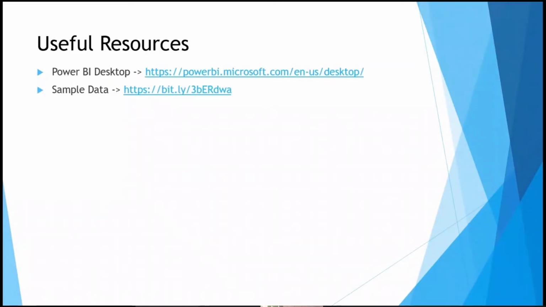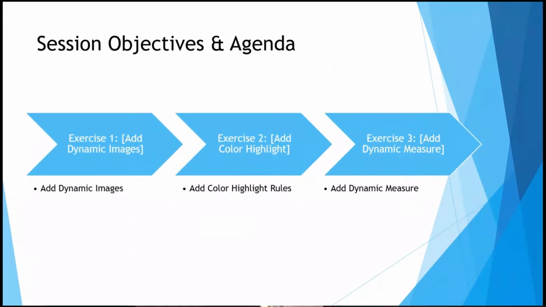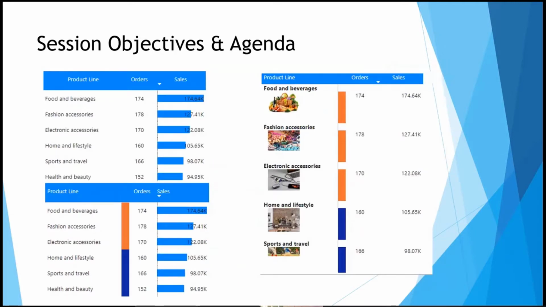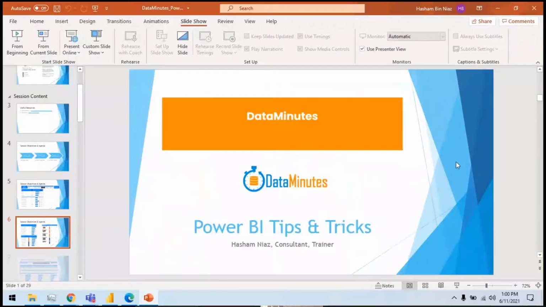So let's quickly look into what we are going to do in today's 10 minutes. Actually 9 minutes. We will have three different exercises: how to add dynamic images, how to add the color highlight rule, and then how to add a dynamic measure. In the first exercise you will have something like this, then we turn it like this, and in the final we will turn the chart like this on the right. Okay, the third one. So let's move to the PowerPoint slide.